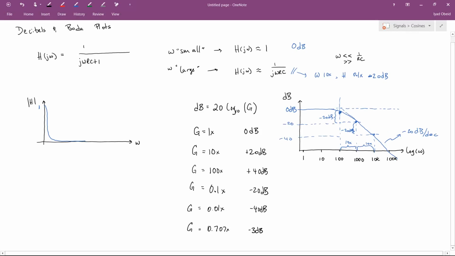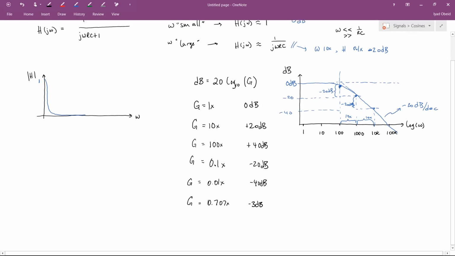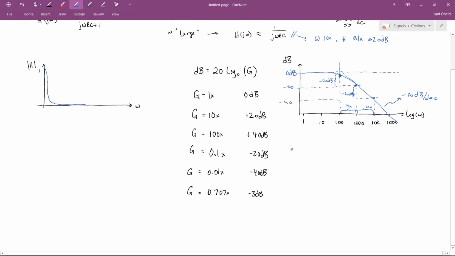Now, look how convenient this is. Suppose I wanted to know what is the gain at omega equals 2,000 rads per second. Well, one way I could do it is go to the transfer function formula and plug in 2,000 and see what happens. But the plot allows me a really elegant way of getting the answer another way. So here's how I would work that.